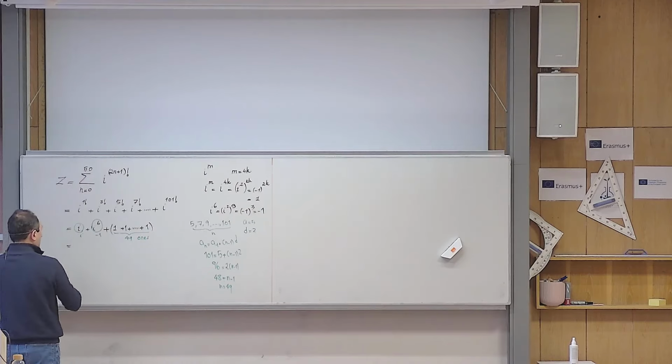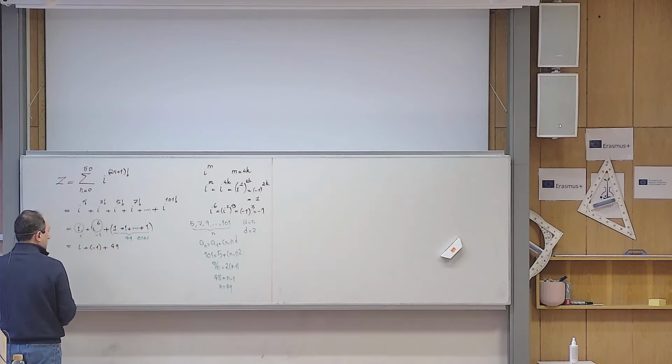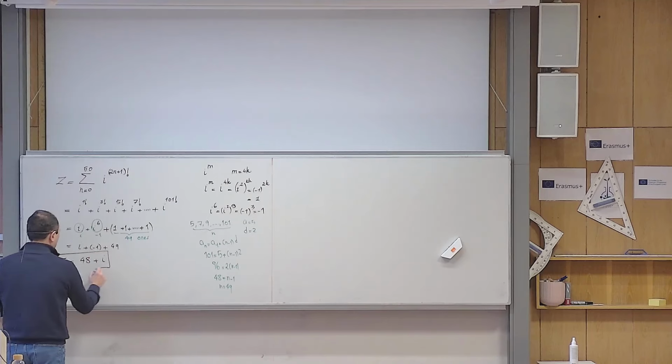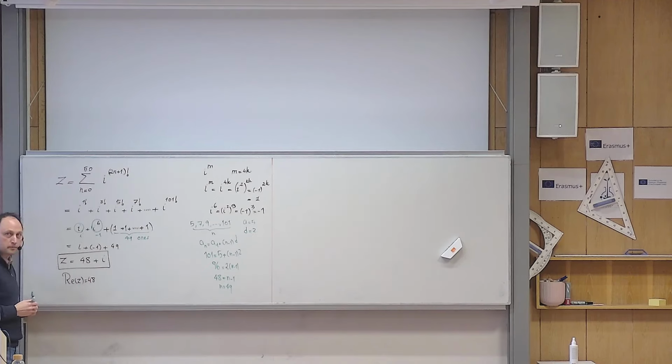Okay, so the answer becomes now clear. I will have i plus minus 1 plus 49 ones, which means 49. But 49 plus minus 1 is 48. And then I have i. So this is my complex number, and you can immediately see that the real part is 48.